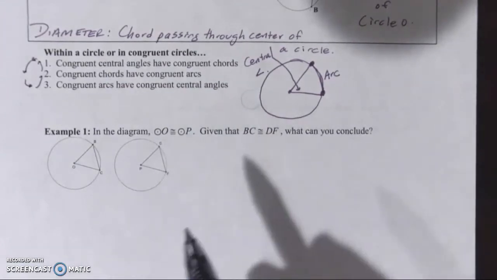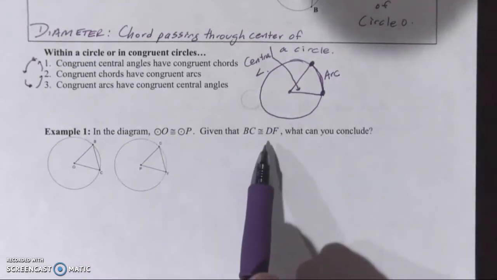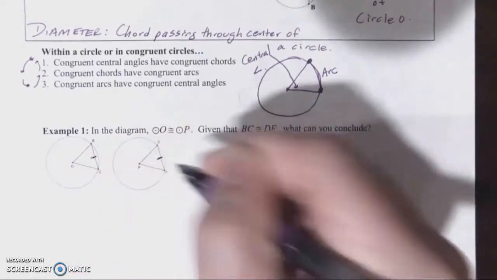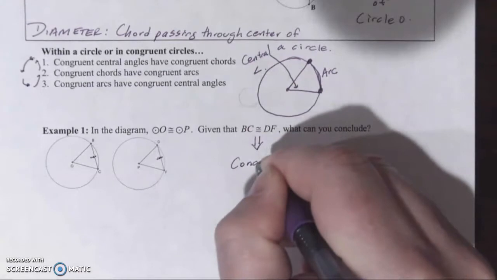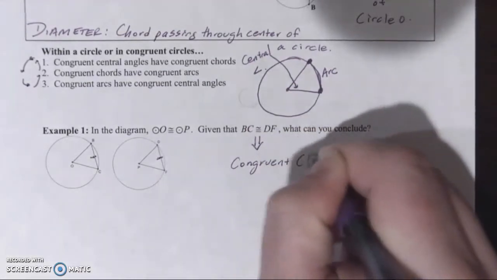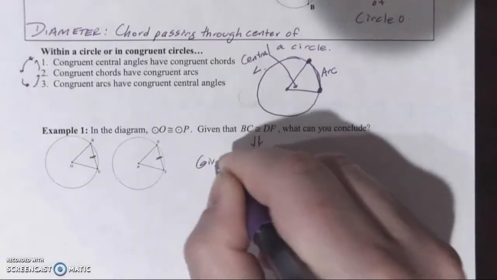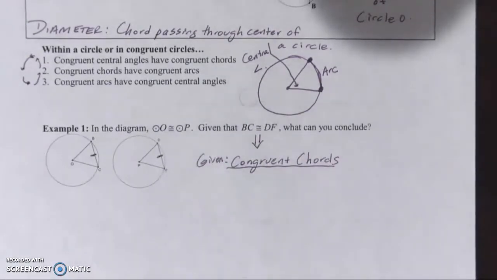So in example 1, it says that given BC is congruent to DF. There are two circles. This means that we have congruent chords. So we are told that in these two circles, these chords are congruent. They told it to us right there. What else can we conclude?